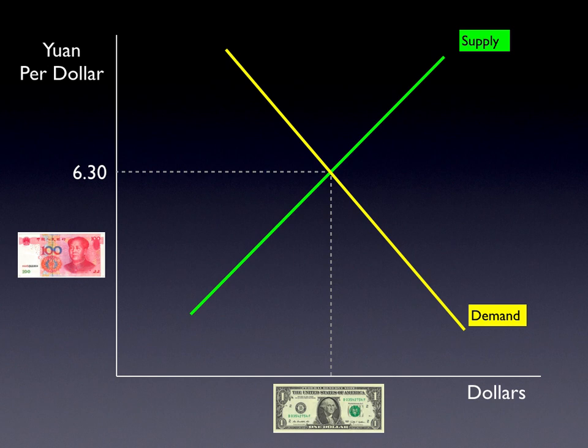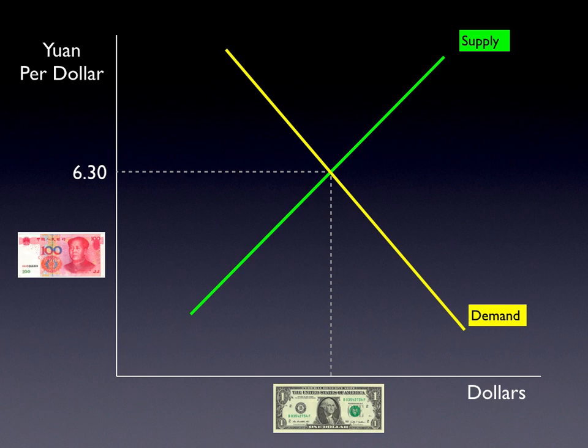Okay, once again, think about that chart and what would cause that exchange rate to go up or down. To go down, it's either going to take a shift in supply to the right or a shift in demand to the left. For the exchange rate to go up, you have to have a shift in demand to the right or a shift in supply to the left.